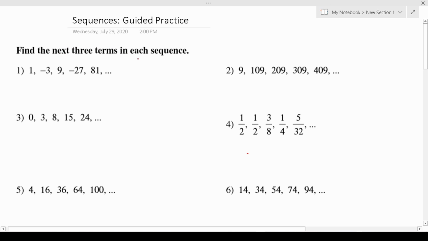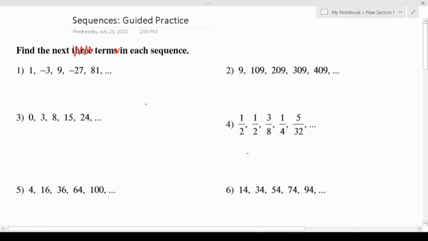Instead of finding the next three terms in the sequence, we're just going to find the next term in each sequence. And again, on the ASVAB, you're going to have one of three questions regarding sequences. Find the next term in the sequence, find the nth term in the sequence, which would make it an arithmetic sequence, or find the sum of the terms in the sequence, which again would be an arithmetic sequence. So we're going to take a look at all those things.